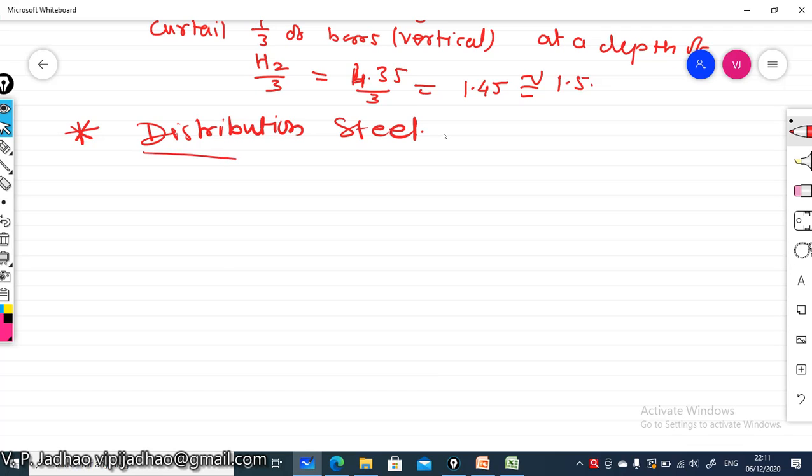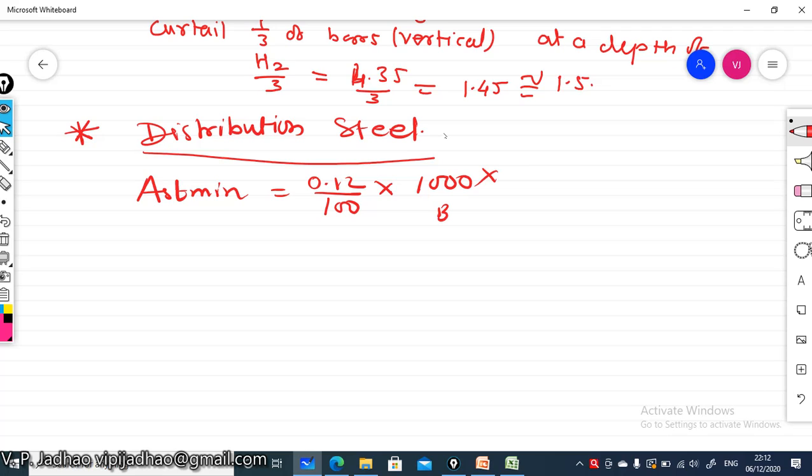Okay, so distribution steel, we know that AST minimum is equal to 0.12% of your cross-sectional area, that is B multiplied by total depth. We know that the average depth at the top is 200 mm and at the bottom of your stem is 400 mm. Therefore, average depth is (200 plus 400) mm divided by 2. So we get AST minimum. We have already calculated this value above also, that is 360 mm square.